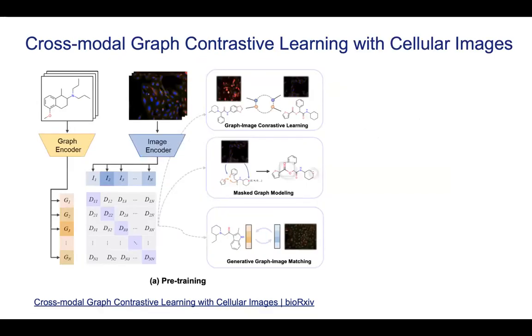This is another similar approach where they do this contrastive learning. They call it cross-modal graph contrastive learning. They do this contrastive learning setup we have seen before, but they also do this masked graph modeling, which we mentioned already a couple of times, on top, and also some generative graph image matching, although this is not 100% clear to me in the paper.